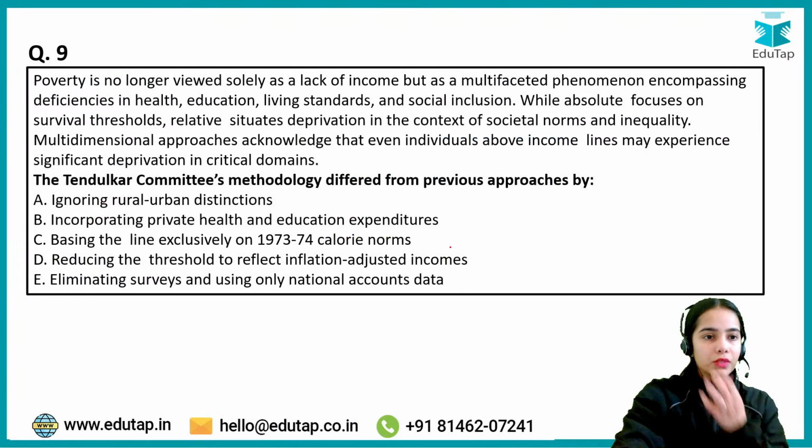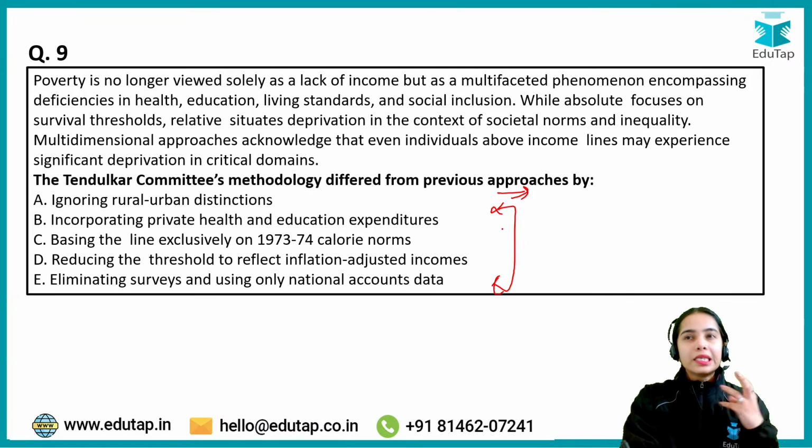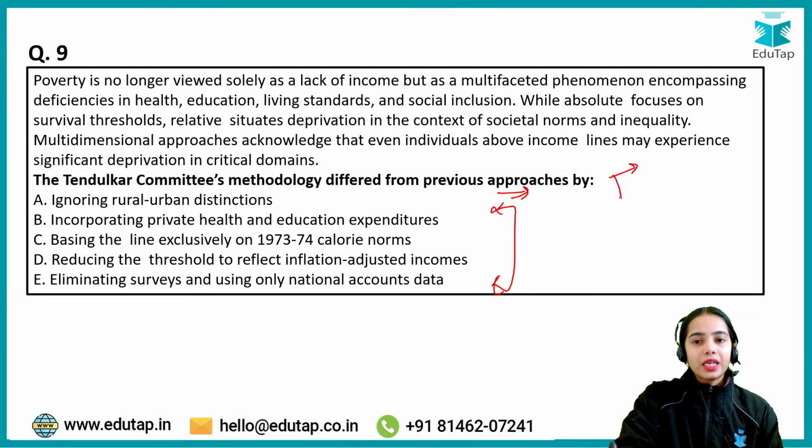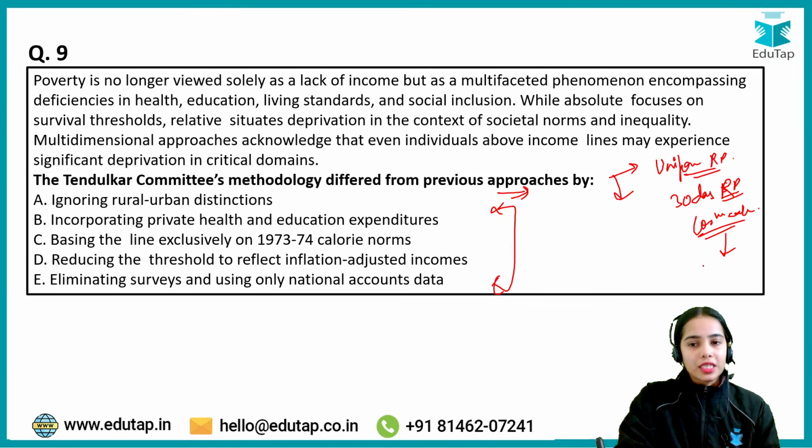Okay. Now, next is the Tendulkar Committee's methodology differed from previous approaches because of which of the following? What was the key characteristic that was very different in the Tendulkar Committee in comparison to the other committees? So one of the key differences was that the other committees followed the uniform reference period, in which a 30-day survey period was taken, in which the consumption expenditure will be seen, that the people are spending on what and how much they are spending. Are they spending more than the poverty line or less than the poverty line?